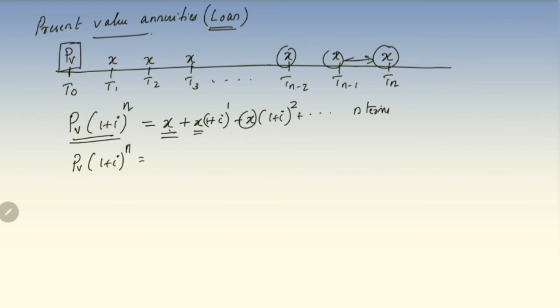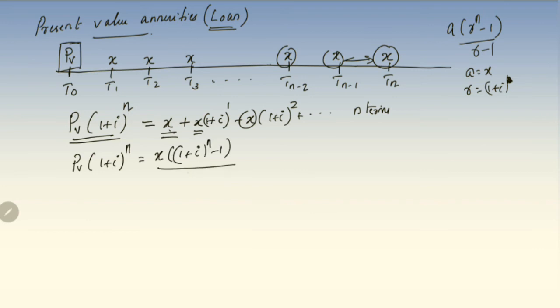On the right hand side you can use the geometric series formula, because that one is a geometric series. The formula I will write up there: a times r to the power n minus 1, divided by r minus 1, where a is x and r is 1 plus i. If you use that formula, it's going to be x times (1 plus i to the power n minus 1) divided by i. You get it when you simplify.